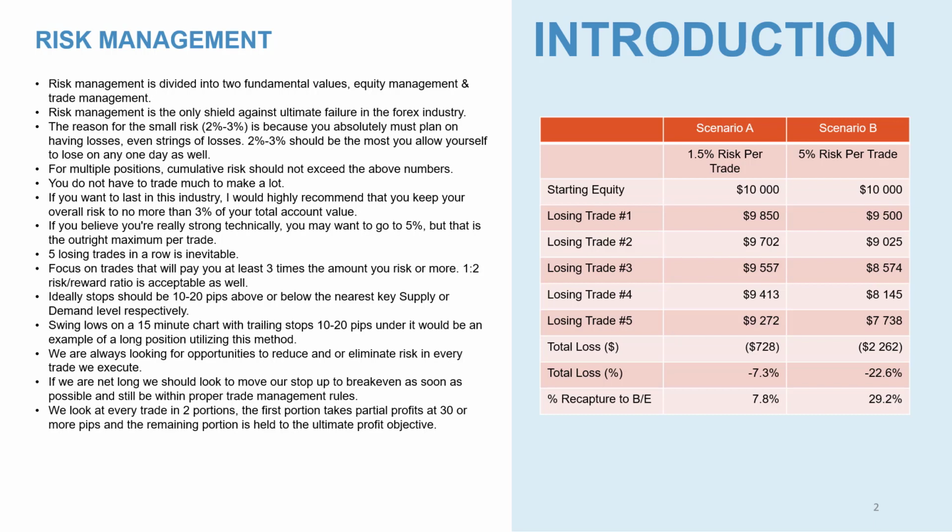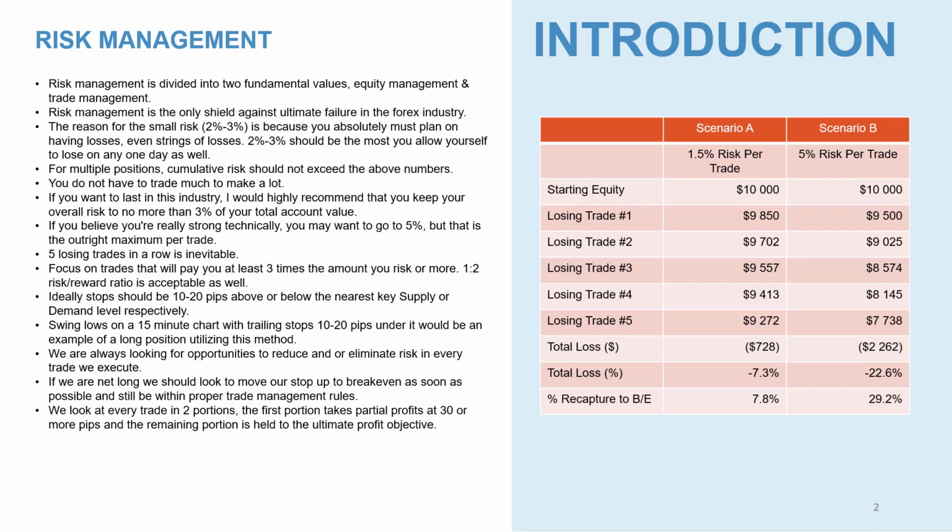Many people fail in the forex industry not because they don't know what they're doing, or not because they don't have a good strategy, but most importantly because they don't have a proper risk management system that they follow. The reason for the small risk of 2 to 3%, remember I've always highlighted that you need to risk at least 2 to 3% of your equity, is because you absolutely must plan on having losses. It's inevitable. Losses are inevitable, even a string of losses. So the 2 to 3% should be the most you allow yourself to lose on any one day as well.